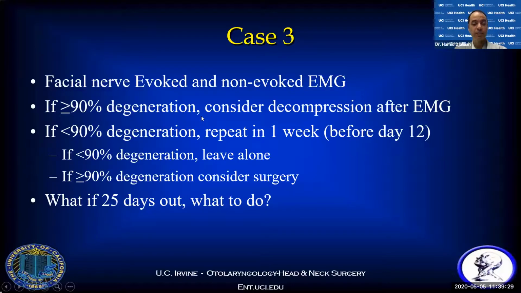So those are the people you're going to be aggressive with and try to get the testing done very quickly. And then you have to repeat it, of course. And then depending on what it is, you decide surgery versus leave it alone. So if they are like 25 days out, then you don't get an ENOG, you don't get an evoked EMG, you get a regular EMG. Again, at that point, what you're looking for is fibrillation versus polyphasic action potentials. You're not going to see electrical silence until about 1 to 2 years after the onset of paralysis.